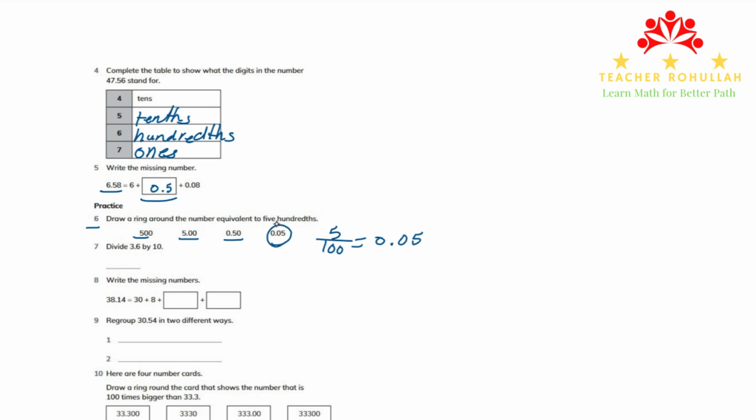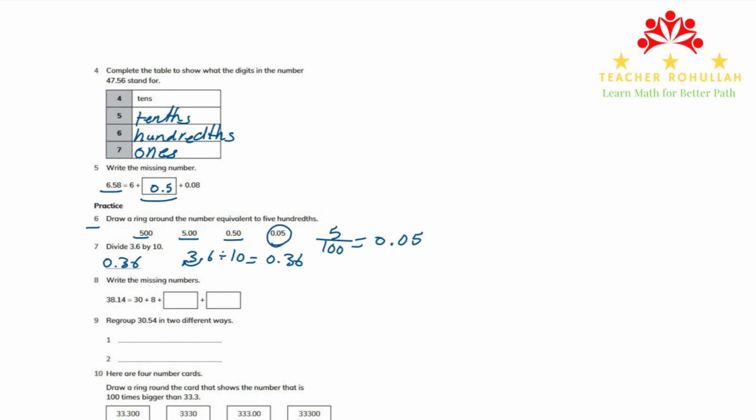Question number 7 is asking us to divide 3.6 by 10. 3.6 divided by 10. When we divide by 10, the decimal point moves one place to the left. So the number that we get is 0.36. The answer is 0.36.